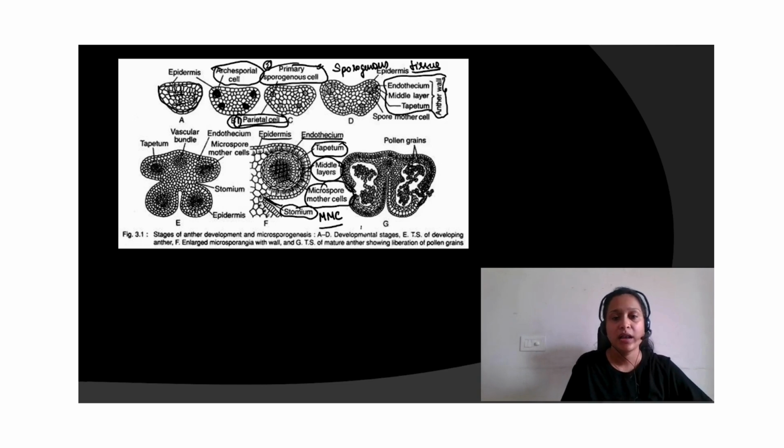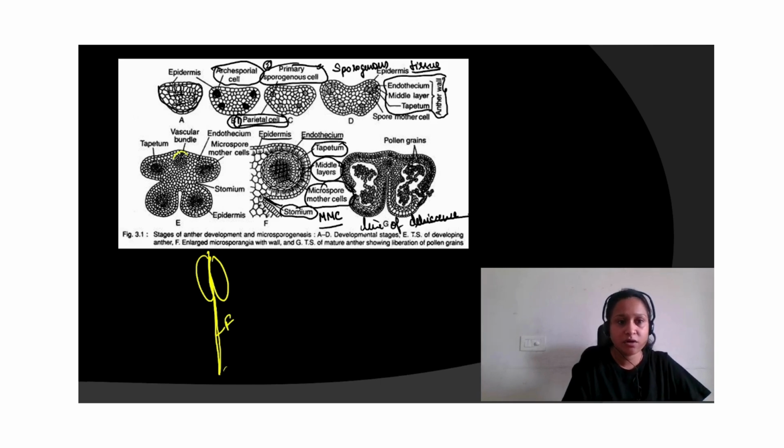This is called line of dehiscence. Right, now this is the anther and this is the filament, right? This filament is extending upward. Okay, and here this is the line of attachment where you will see the vascular bundle. Okay, this is connective. Here we will see the vascular bundles are present.